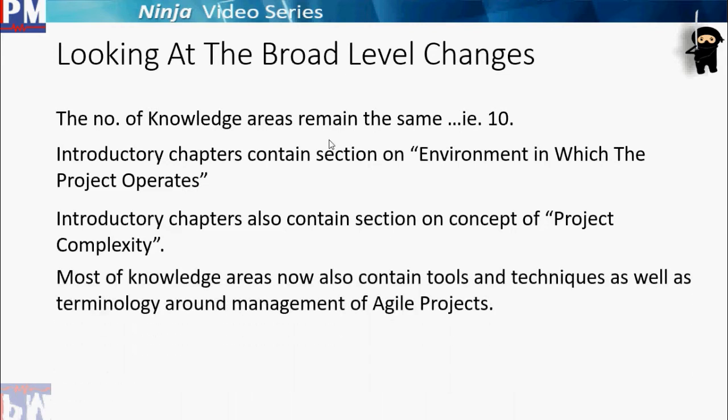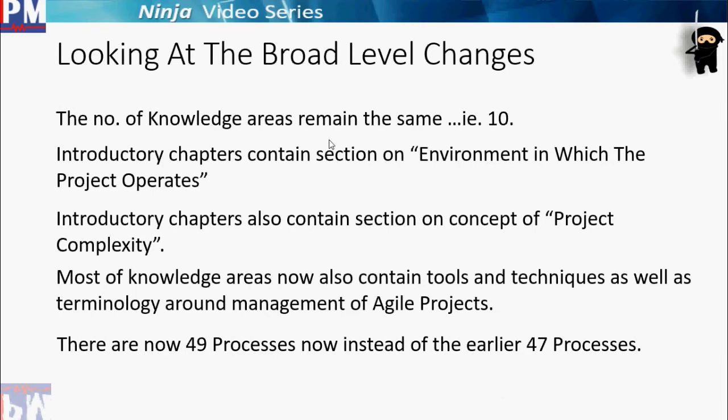Most knowledge areas now also contain tools and techniques as well as terminology around management of agile projects. This solves two purposes. One part is while you are going through PMBOK, which is traditional project management, you also understand exactly which are the specific points where certain agile tools and techniques can be used, and how they link with agile projects. On the other hand, it solves a bigger purpose: it dispels a myth which has been going around that agile projects and PMBOK do not gel. It's a myth. We've been talking about it for a very long time, and PMBOK has done a wonderful job by showing the linkages between agile projects and PMBOK, which is traditional project management. Fantastic work done. There are 49 processes now instead of the earlier 47 processes.